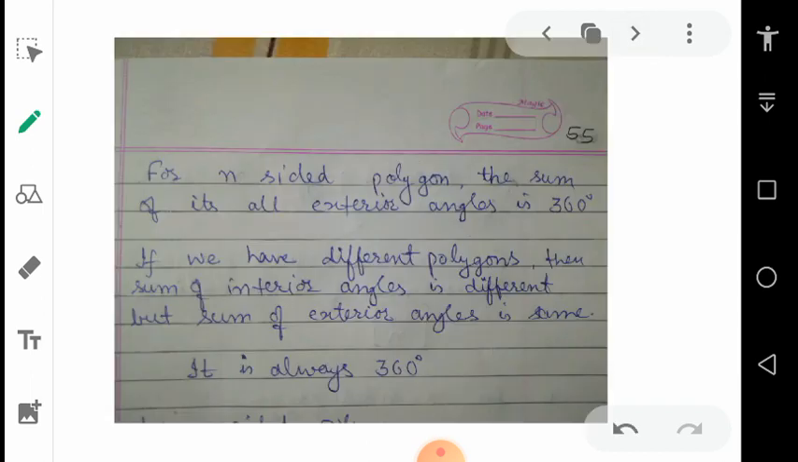And if we have different polygons, then the sum of interior angles is different, but the sum of exterior angles is the same, it is always 360 degree. So remember this thing, the sum of exterior angles is always 360 degree, but the sum of interior angles is not fixed as it changes according to the number of sides. If you increase the number of sides, the sum of interior angles increases.